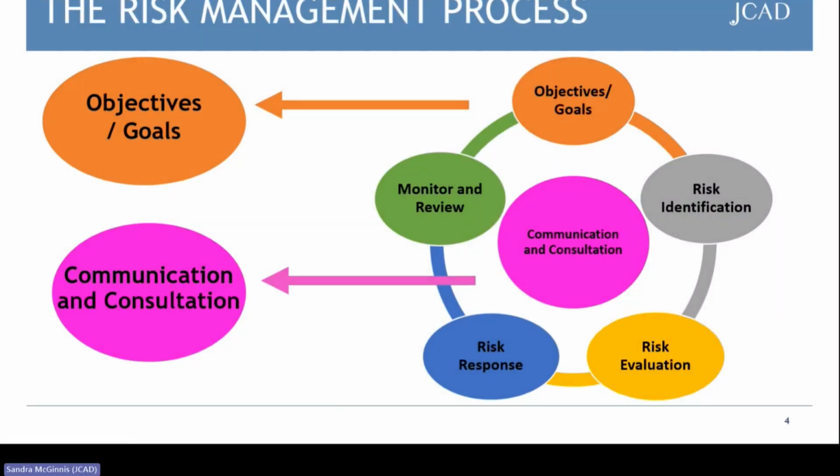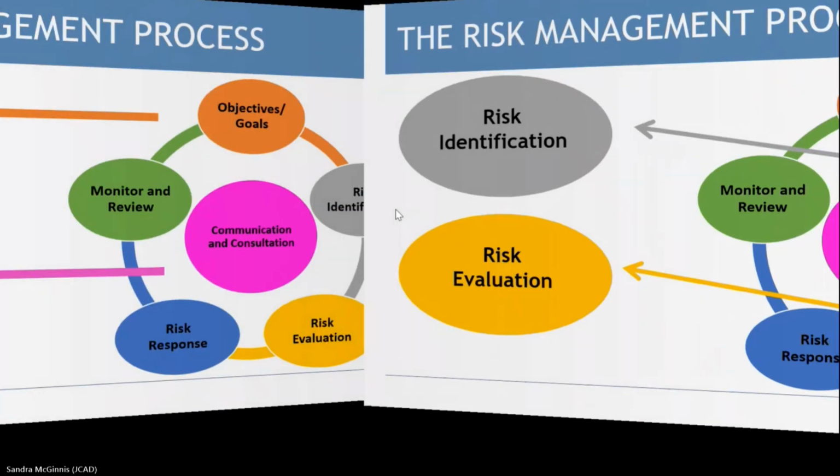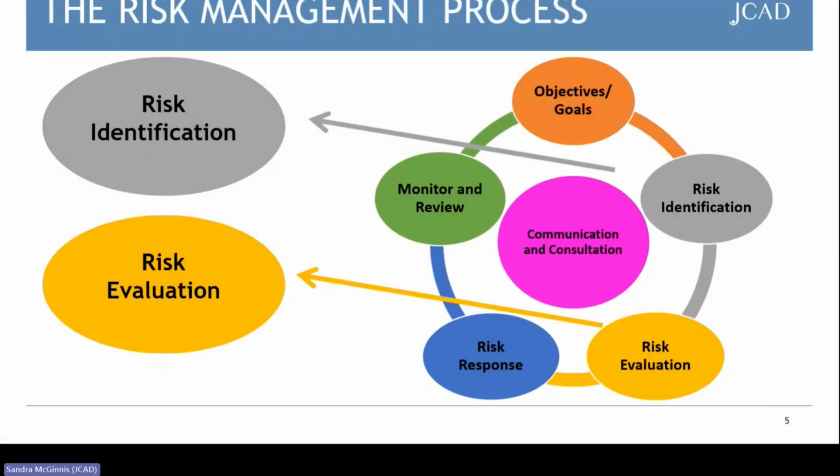So on the last Back to Basics webinar, for those of you who came along, we looked at the first two areas of the risk management process. We looked at objectives and goals and communication and consultation, which takes place throughout the whole process, which is why it's sitting in the middle there. So today we're going to look at the next two parts of the risk management process, so risk identification and risk evaluation.